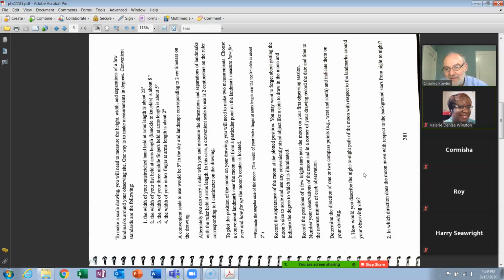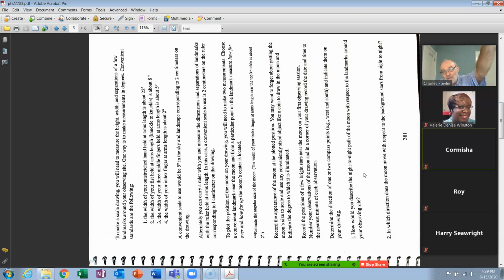Now it gives you some guidelines, and these I find not all that useful, but if you want to use it, you can. When you hold your hand out as far as you can from you, your arm straight directly in front, the width of your outstretched hand from thumb to little finger is 22 degrees. I would not do it this way, but you could.